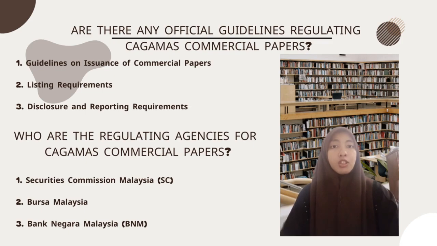Third is Bank Negara Malaysia. Bank Negara Malaysia is the central bank of Malaysia. While it may not directly regulate commercial papers, it plays a significant role in overseeing the overall stability and regulation of the financial system in Malaysia.